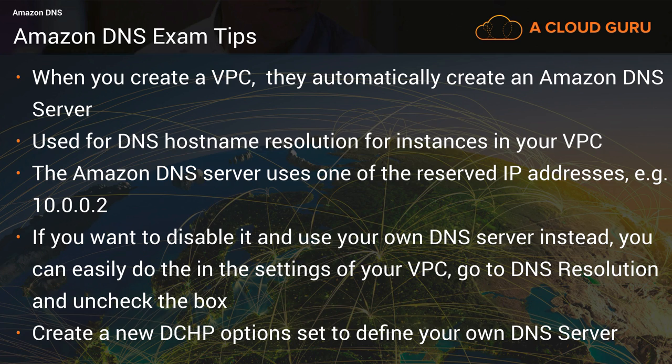If you want to disable it and use your own DNS server instead, you can easily do that in the settings of your VPC. Just go to DNS resolution and uncheck the box, and that will disable the use of the Amazon DNS server. If you want to define your own DNS server, you need to create a new DHCP option set and associate that with your VPC. So that is everything that you should need to know about Amazon DNS for the exam.